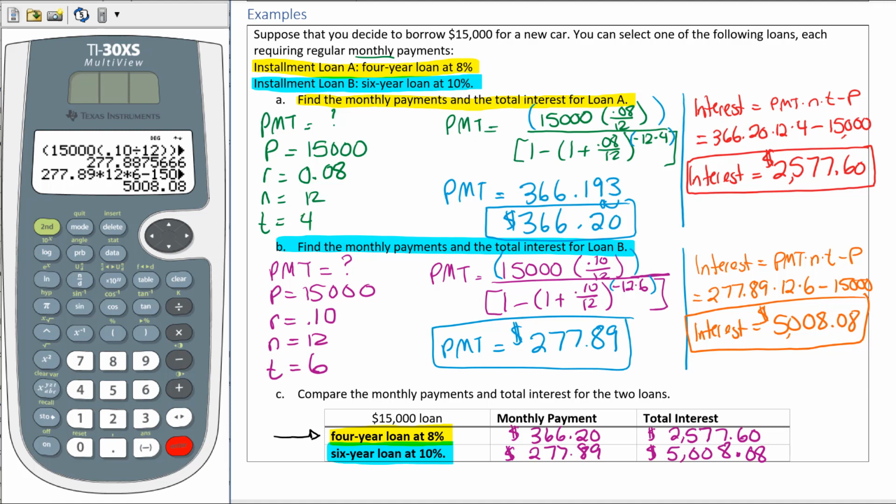So if it was up to me, I would try to choose loan A because you're going to have less interest. But if you can't hack the payment every month of $366, you're like, that's too expensive, I can't afford that every single month, then we have the option of B, where we can have a 6-year loan, which decreases your monthly payment, so it makes it more possible for you to buy a car. But unfortunately, in the end, you'll have a whole lot more to pay in interest.